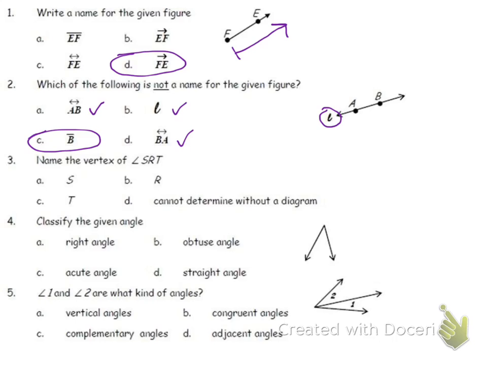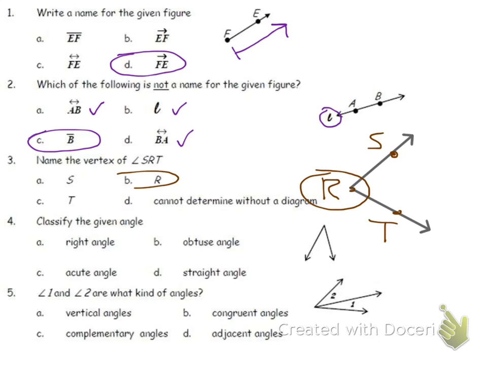Number 3, name the vertex of angle SRT. Let's say you have a problem on the test with this. You need to draw the angle SRT, because once you do that, you realize the vertex is the middle letter and it's R. Number 4, classify the given angle. Well, we don't have any measurement, but we're safe to say here, if we were to imagine this being a right angle, this is a little bit smaller than a right angle. And any angle smaller than a right angle, or less than 90 degrees, will be an acute angle.